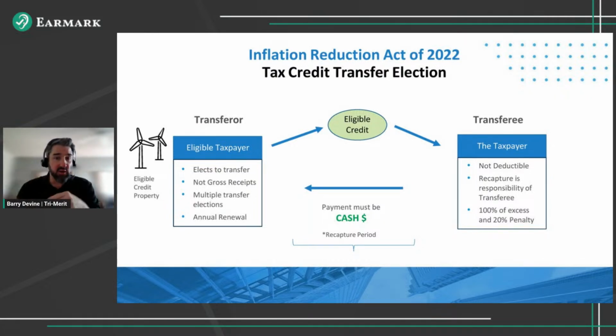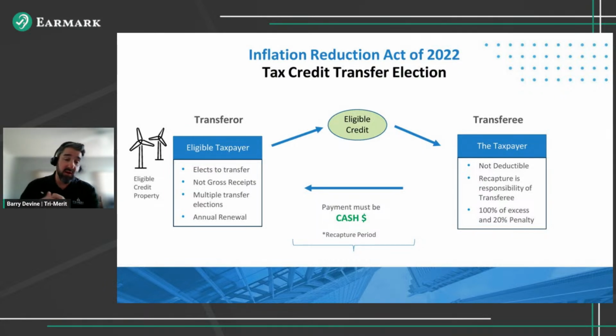Whether that eligible credit goes to the transferee, the IRS calls the taxpayer, which is relevant because when the IRS comes to audit and take a look, guess what? They go to the buyer of these credits because they're the taxpayer. So the buyer is the transferee. They don't get to deduct the asset. There is a 5-year recapture period. If for some reason the wind stops blowing and that eligible credit property is no longer in service, there is recapture. So it's the excess credit plus a 20% penalty that the buyer will have to pay back.